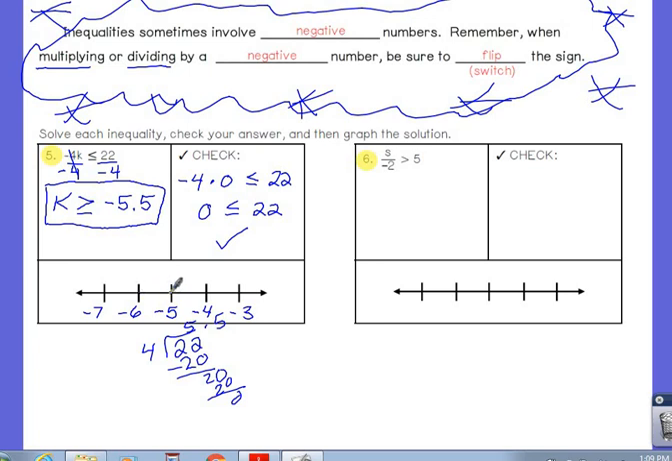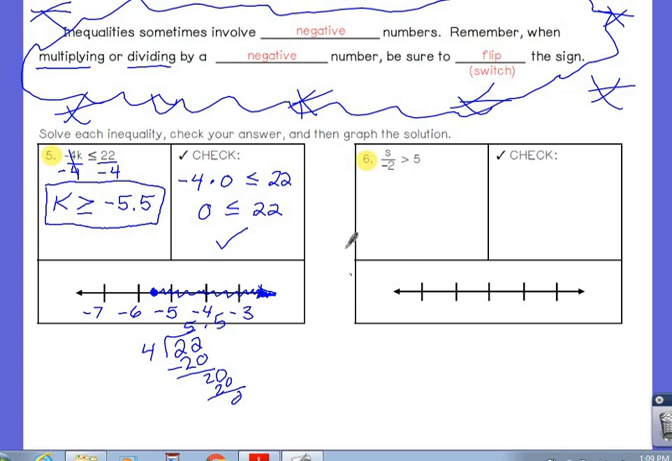It would fall between negative 6 and negative 5. Open or closed circle? Closed, because it has an equal sign. Okay, is negative 5 greater than, or is negative 6 greater than negative 5.5? Negative 5. So I need to shade this way. There would be my graph.